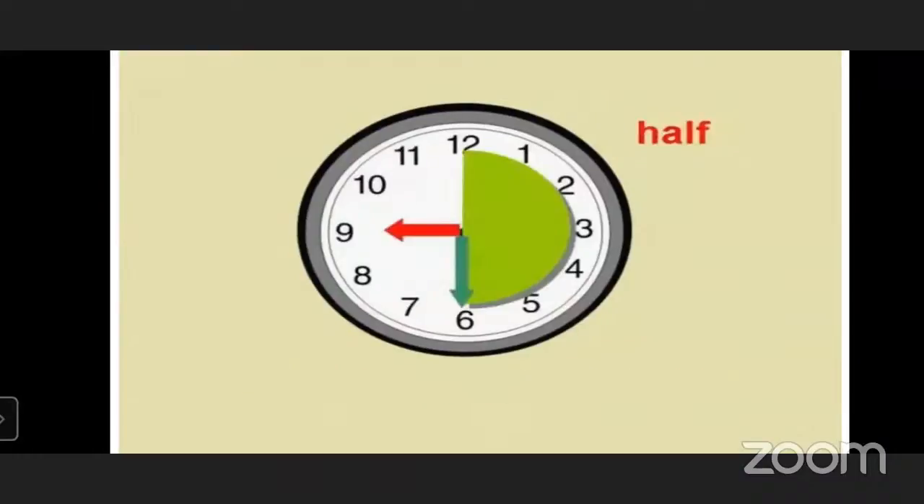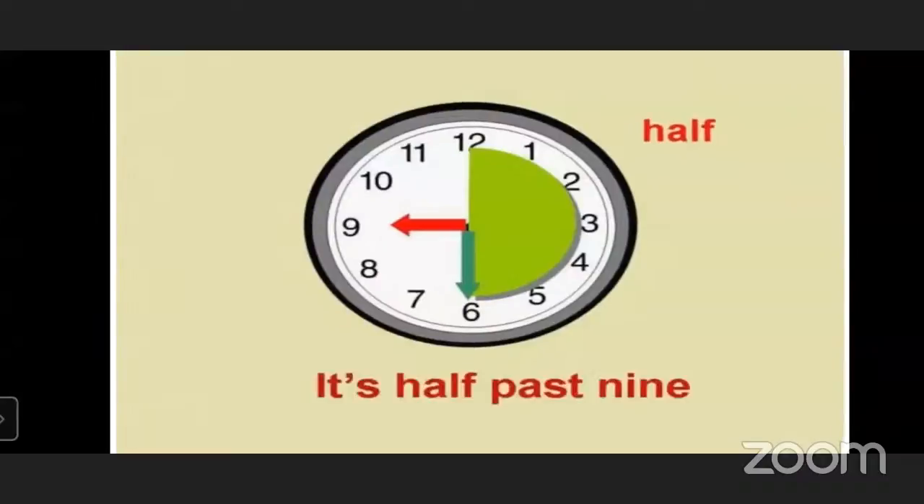Okay, it's a half. It means the small hand, or hour hand, is on 9 and the minute hand is on 6. So it is called half past 9. What is it called? Yes, half past 9. Generally we tell 9:30, but it is half past 9.